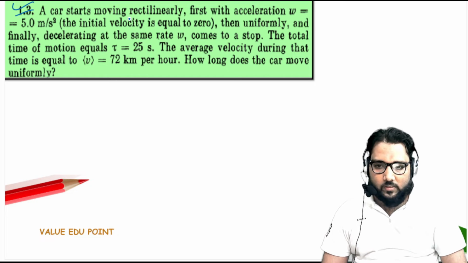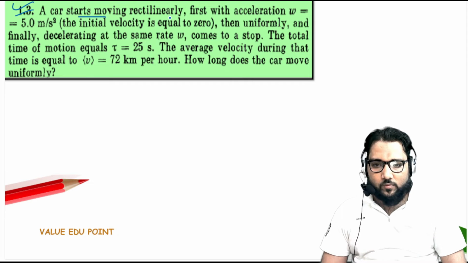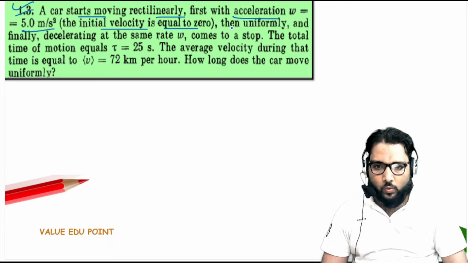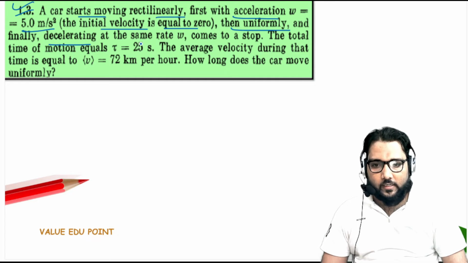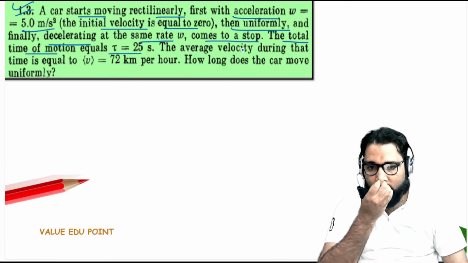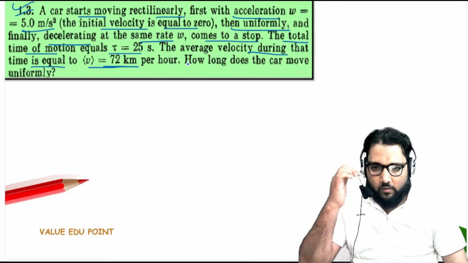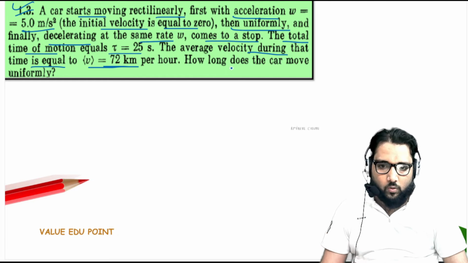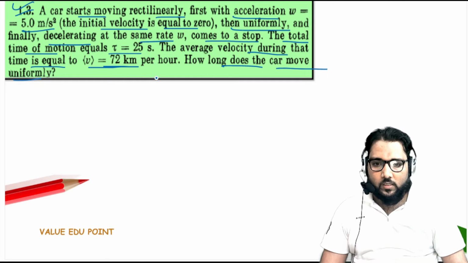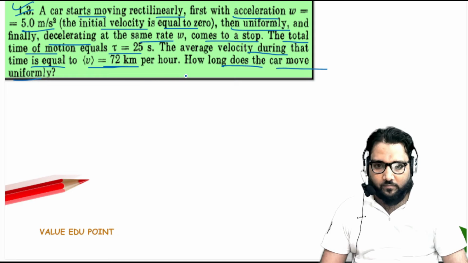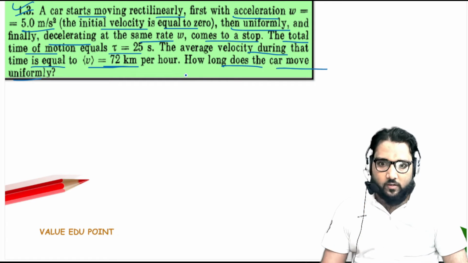So what is the question saying? Question number 30 is saying: a car starts moving rectilinearly, first with acceleration omega, that is 5 meter per second square, the initial velocity being 0. Then it moves uniformly and finally decelerates at the same rate omega until it comes to a stop. The total time of motion is t equals tau equals 25 seconds, and the average velocity during that time is 72 kilometer per hour. How long does the car move uniformly? So we have to calculate the time and also the distance.